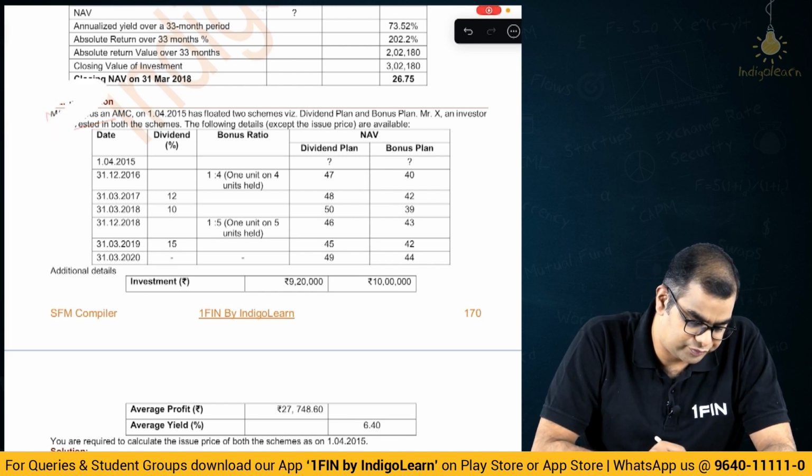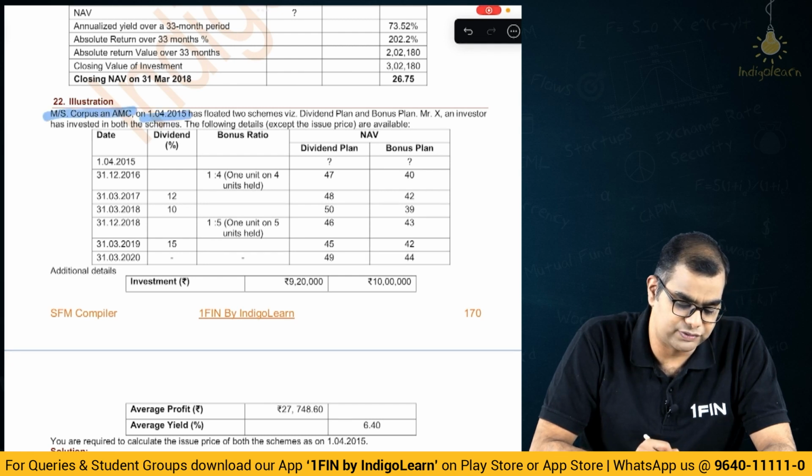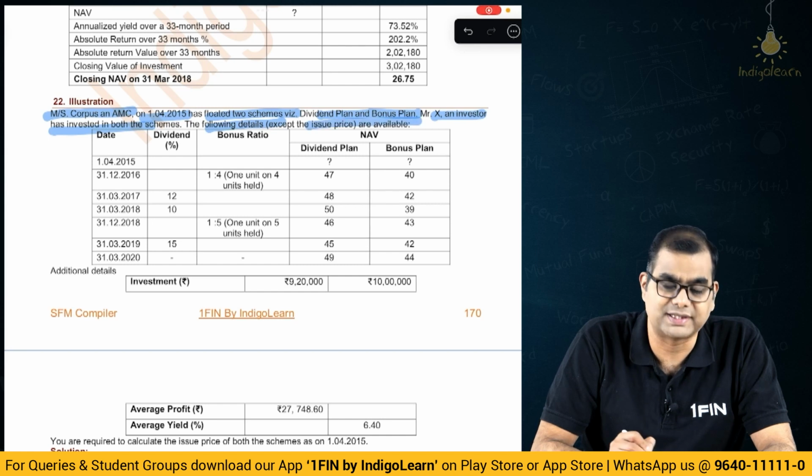The question is: MS Corpus AMC on 1/4/2015 had floated two schemes, that is a dividend plan and a bonus plan. Mr. X, an investor, invested in both the schemes. The following details except the issue price are available.